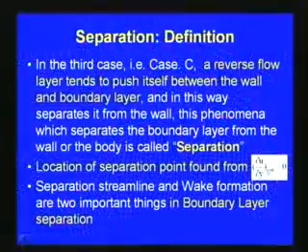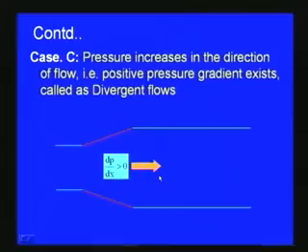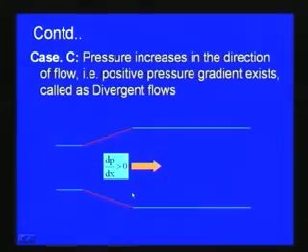Generally, we can find out the location of the boundary layer separation. We can find the velocity gradient del u by del y in the y direction at y equal to 0. If we equate this to 0, then we can find the location of the separation point. So, you can see here what is happening in the case of the flat plate, and what is happening in divergent flows.